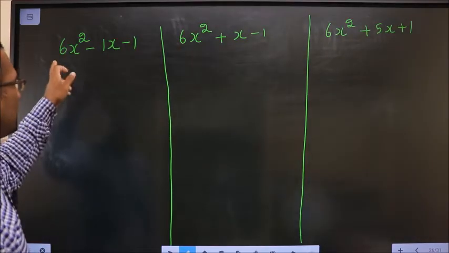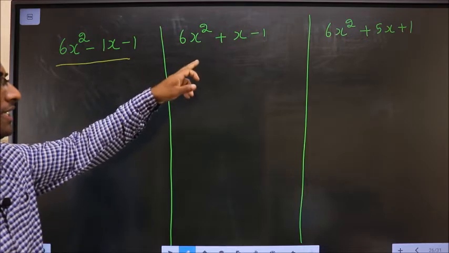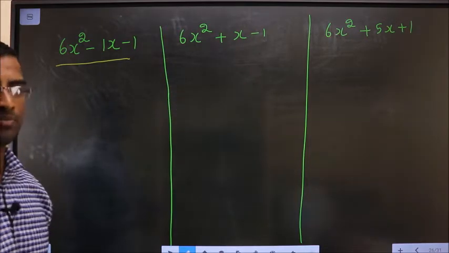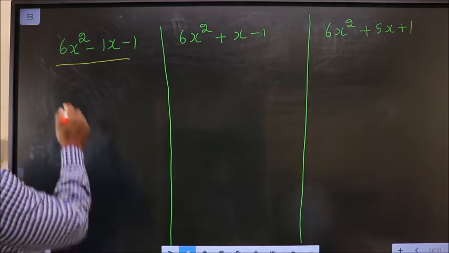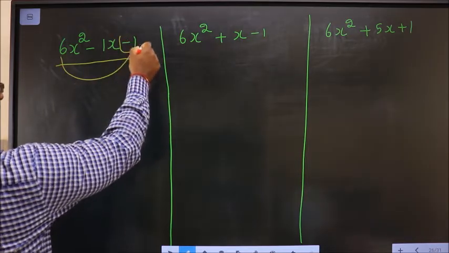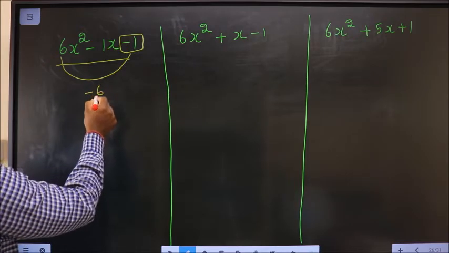Factorize 6x² − x − 1, 6x² + x − 1, 6x² + 5x + 1. How do we factorize in that? Step 1. Whatever number you have, multiply it with the constant, that is −1. So 6 into −1 is −6.